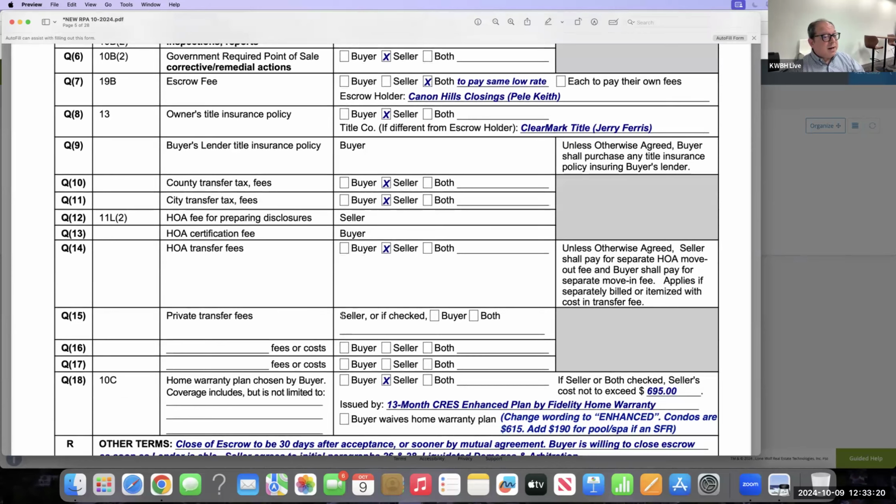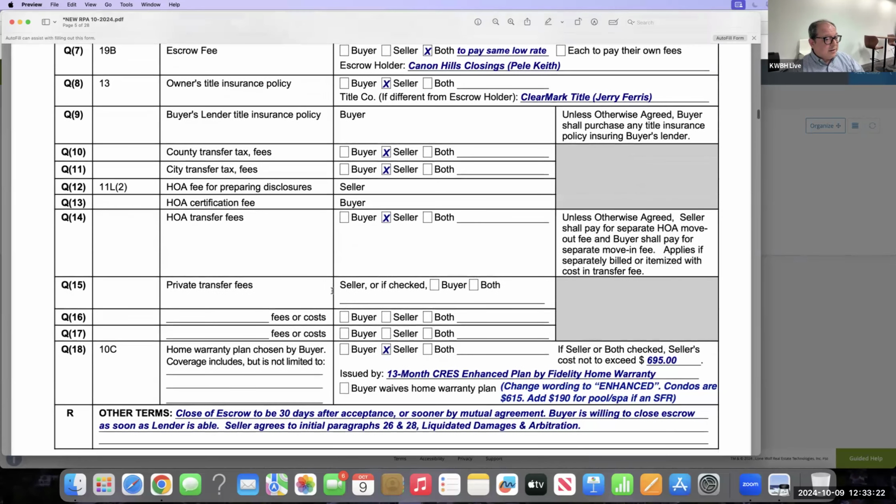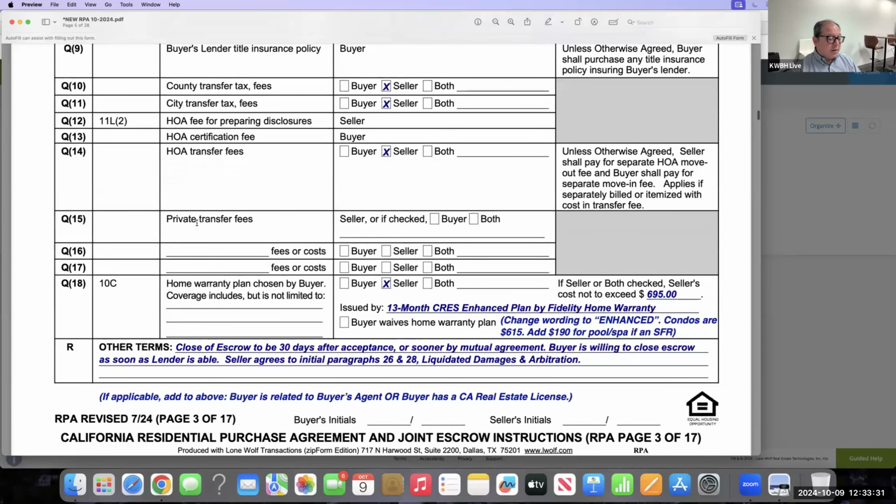Private transfer fees are now automatically paid by the seller. That is a newer thing in the purchase contract. That's good. Thank goodness for that, because there are a lot of places that don't even know about private transfer fees. What is that? Marina City Towers.